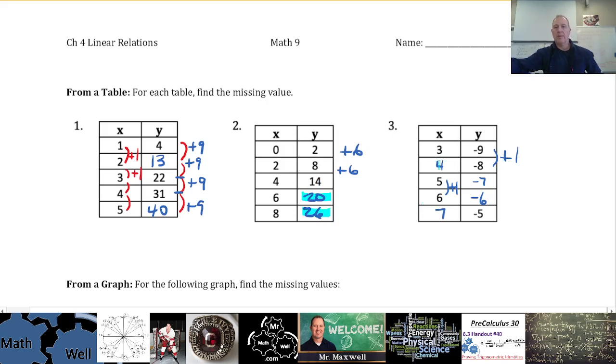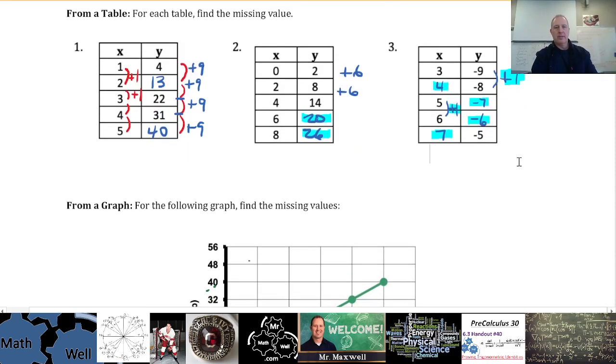Over here, I've got multiple spaces missing, but I did notice that between -9 and -8, I would have to add 1 there. So I'm going to add 1 to -8, add 1 to the -7, so those are the two values there. And I noticed that the separation between the two numbers given in the x column would be +1. So 3 plus 1 would be 4, plus 1 is 5, plus 1 is 6, plus 1 would be 7. Okay, so those should be your answers for 2 and 3.